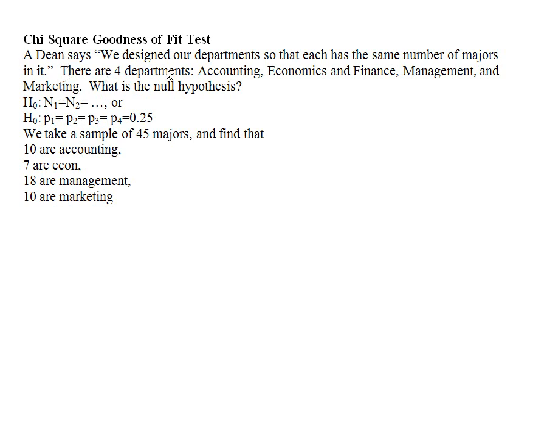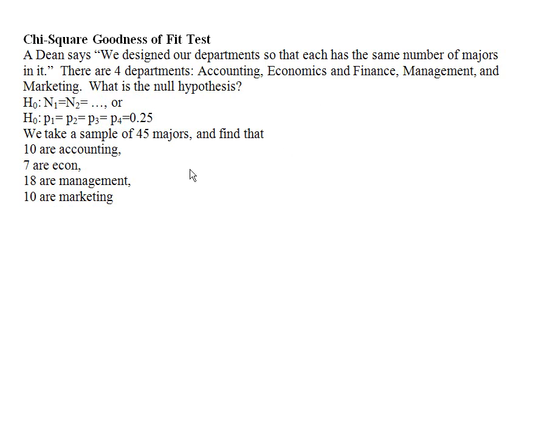So suppose there are 4 departments that are supposed to have equal numbers of majors: accounting, economics and finance, management, and marketing. The null hypothesis, assuming the dean's statement is right, then if each department is designed to have equal numbers of majors, you could either say a null hypothesis this way, that N1 equals N2, etc., or you could say that the proportion of students in each major is all equal. And since there are 4 departments, that would be 25% in each department.